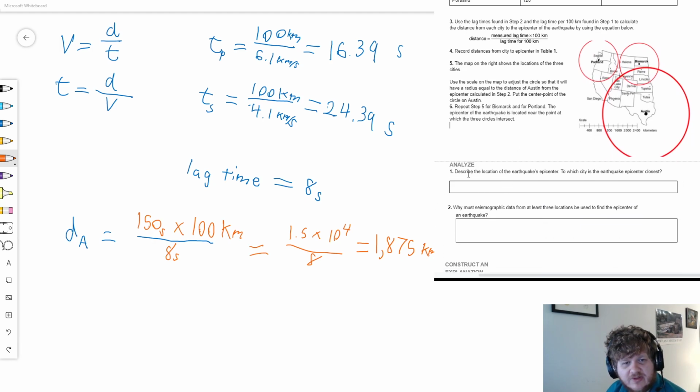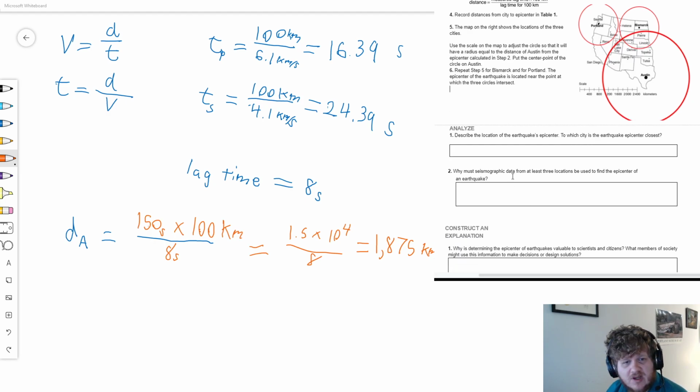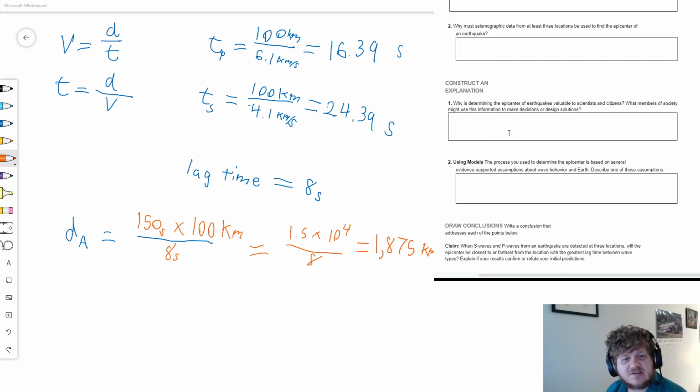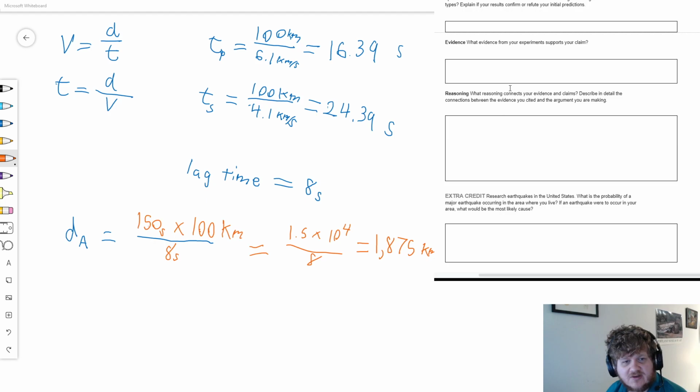And so then after you do all that, you're going to answer some questions such as describe the location of the Earth's epicenter and which city it is closest to. And then why must seismographic data, and then talking about what would happen if we only had 2 of these, which you can do by making some of the rings invisible, to see what happens if you ignore one of the rings. And then finally, you're going to talk about why this data is important. And you're going to do a CER with an opportunity for some extra credit.